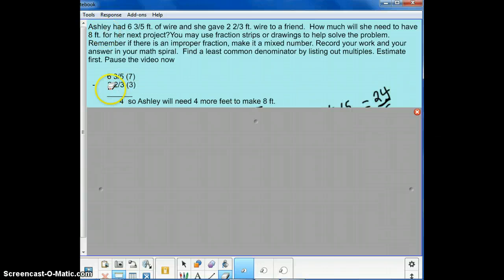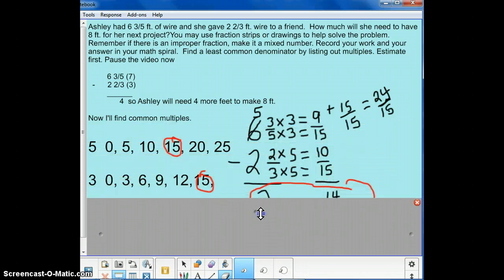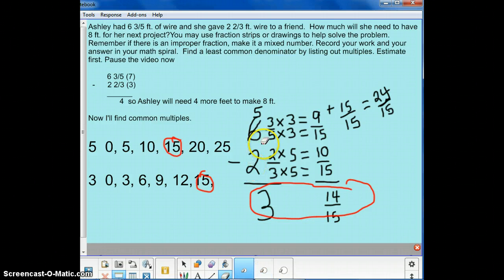I estimate first. 6 3/5. Well, 5/5 is a whole, so this is about 7. 2 2/3. Well, 3/3 is a whole, so this is about 3. So 7 minus 3 is 4. So Ashley will need 4 more feet to make 8 feet. Then I find my common multiples, which were 15, and I go ahead and solve.